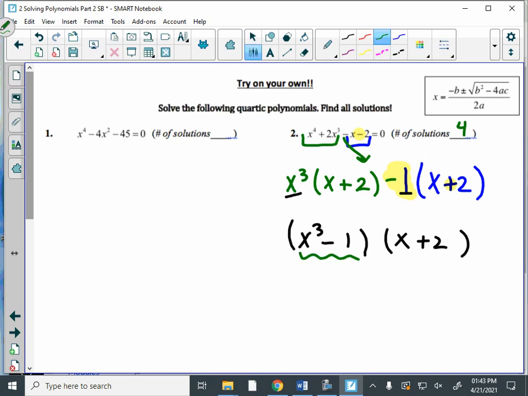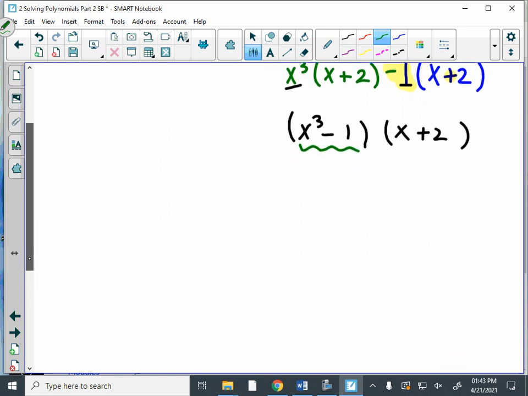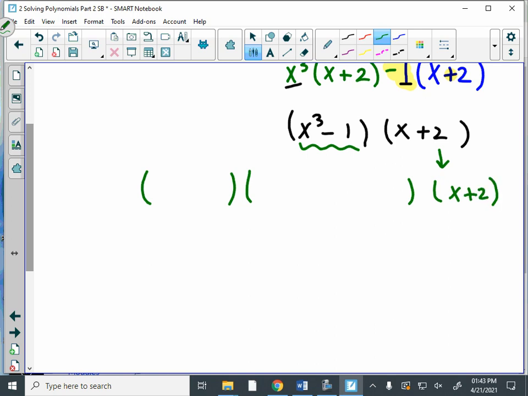So 1's a perfect cube, x cubed is a perfect cube, so we can use the SOAP method to factor that first parenthesis. So I'm going to make a little parenthesis and a big parenthesis, and then I'm just going to kind of drop this in the back. Again, using SOAP, you cube root the 2 terms. The cube root of x cubed is x. The cube root of 1 is 1. Then fill in your big parentheses.